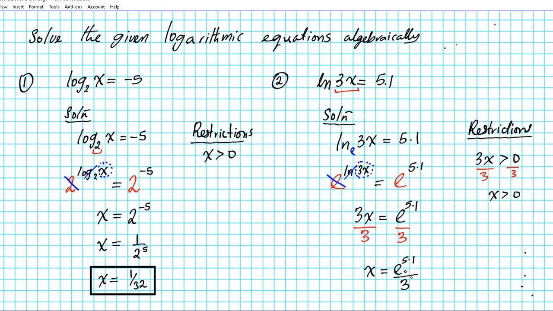This value right here, e, is a positive number, so when you raise a positive number to an exponential value, you're always guaranteed to have a positive number. When you divide two positive numbers, you are going to have a positive number. So this solution that we have here, you can think about it as 2 to the 5th over 3, is a positive number. It does not violate the restrictions on the domain, hence it is a valid solution. Alrighty, so there you have it.